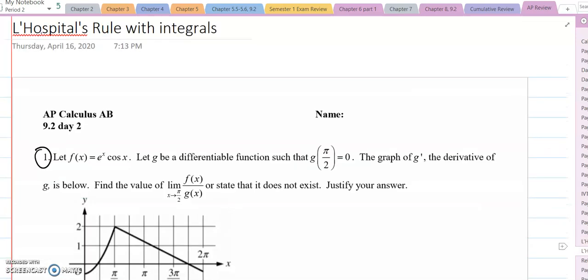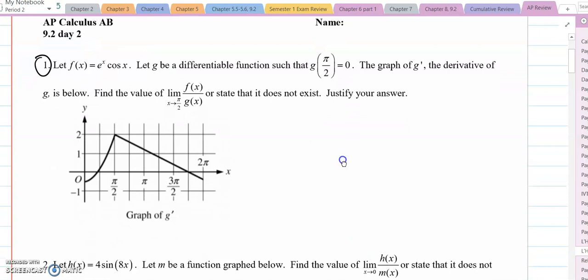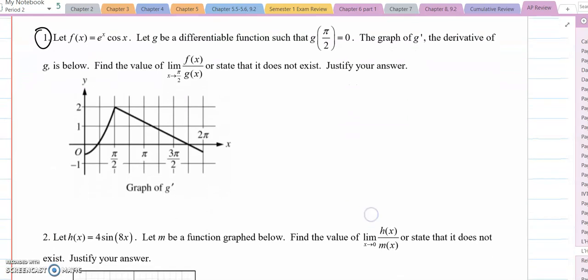But what we didn't have time to do when we were actually in the building was use L'Hopital's rule with integrals. So that's this sheet. I'm going to go through a couple examples with you, and then I'm leaving the rest of this to do if you guys would like to practice.